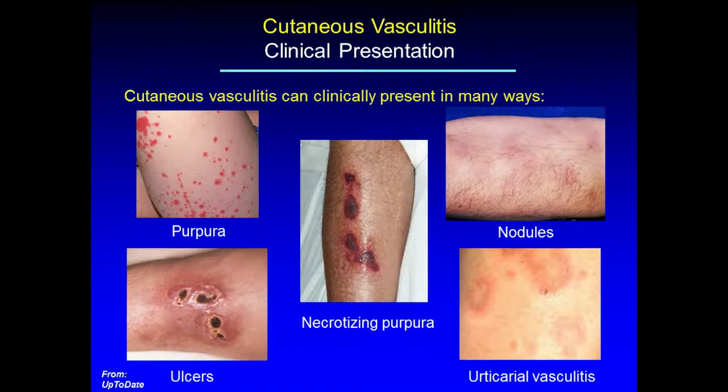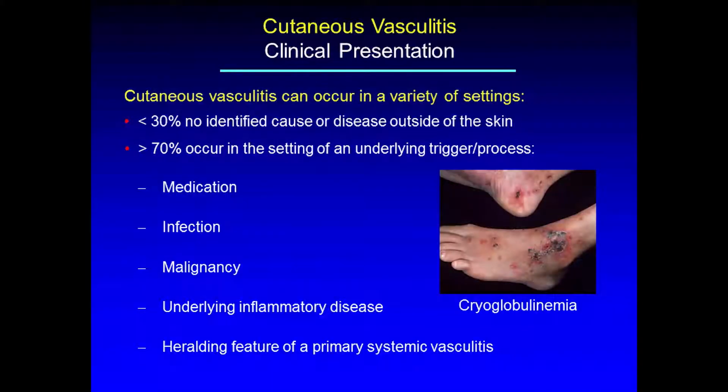This is very important, though, because out of all of medicine, cutaneous vasculitis represents the most common vasculitic manifestation that any of us will encounter during the course of our careers. And this can occur in a variety of settings. In about 30% or less, we may find that there's no identifiable cause or disease that is outside of the skin. But in the remaining 70+% of these patients, the cutaneous vasculitis is occurring in the setting of an underlying trigger or process.